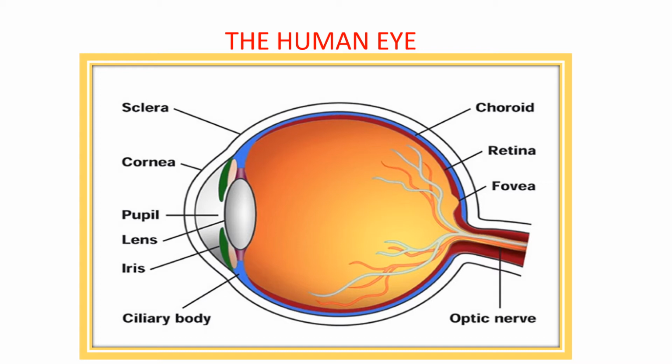Sclera. It is the outermost covering of the eye. It is made of white, tough fibrous tissues. It protects the vital internal parts of the eye.